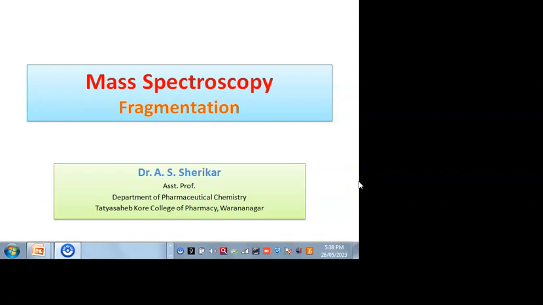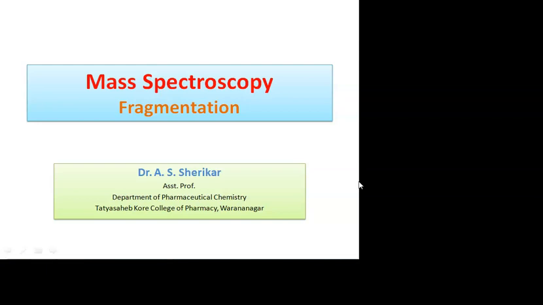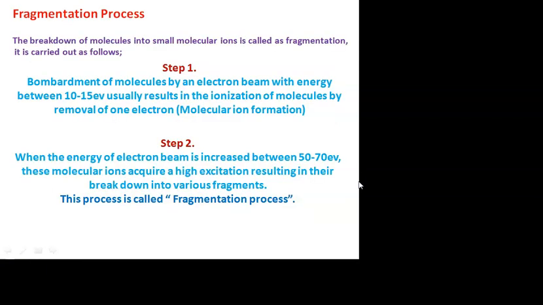Welcome, you all. In this session, we will see different fragmentation patterns, the different fragments which are formed in mass spectroscopy after ionization. The fragmentation process involves the breakdown of a molecule into smaller molecules or ions, and it is called fragmentation. It is carried out in two steps.